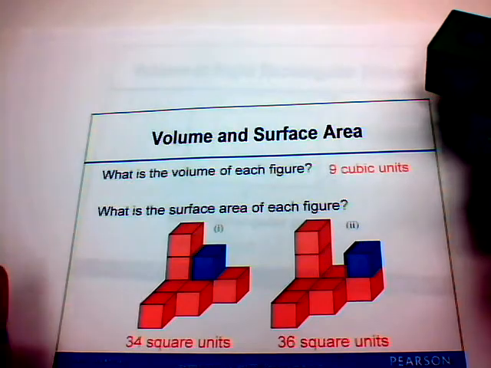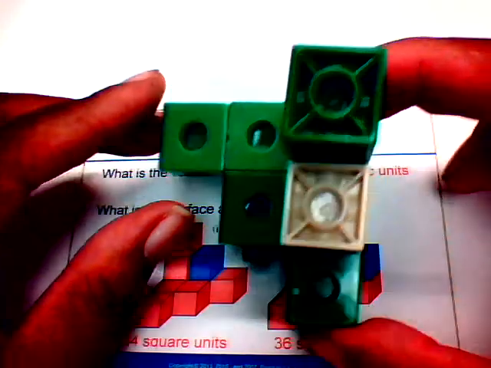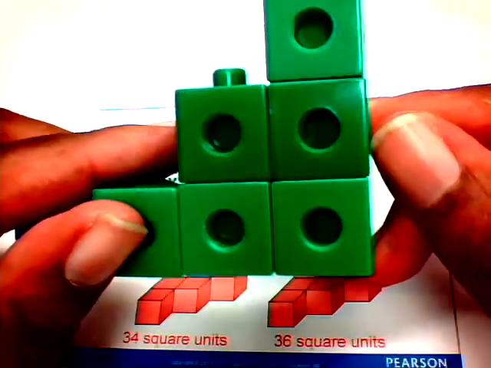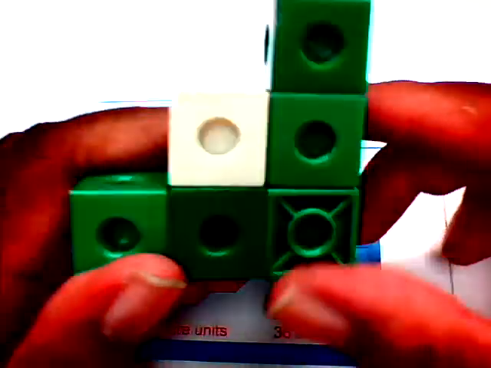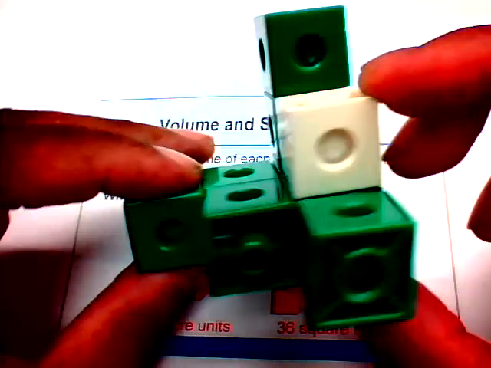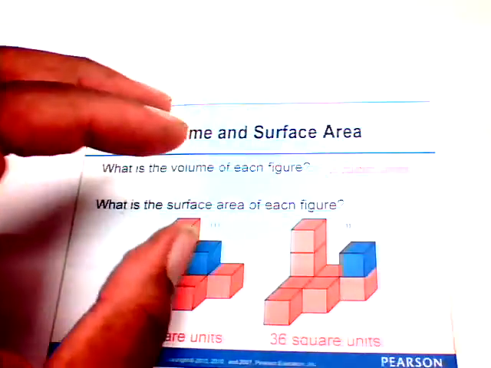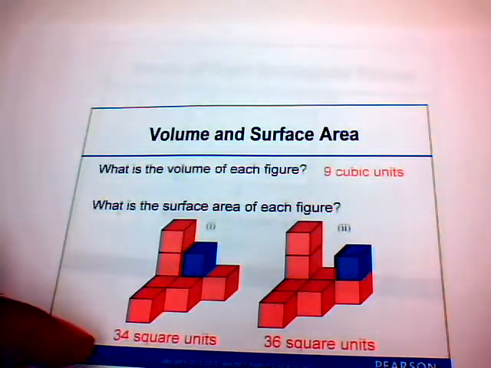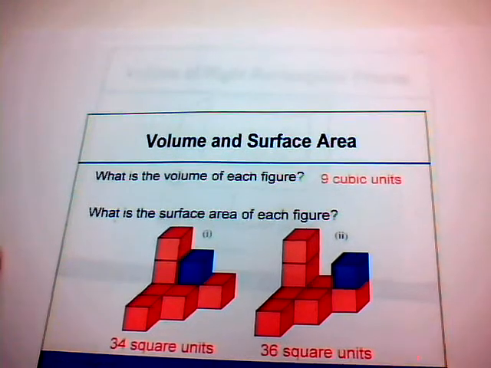When you add up the sum of the faces from the top and the bottom, left and right, in the front and in the back, there's a total of 34 square units.